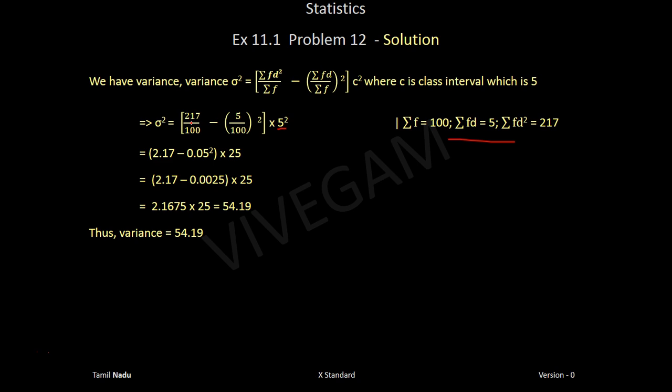This is 217 by 100, that is 2.17. Okay, the decimal point is shifted by 2 places, and this is 0.05. Whole square, 0.05 whole square is 0.0025. So 2.17 minus 0.0025, that is 2.1675, into 25. You can multiply it using logarithms. Find the log of this number, add it up, and then take the anti-log. Otherwise this multiplication becomes a little difficult, and the variance thus calculated is 54.19.